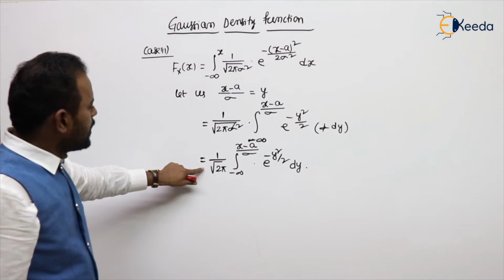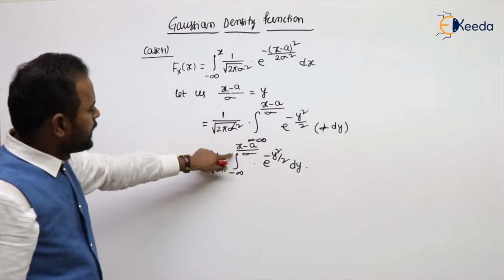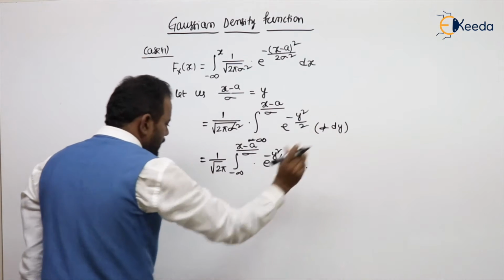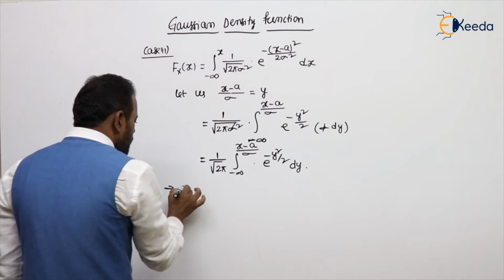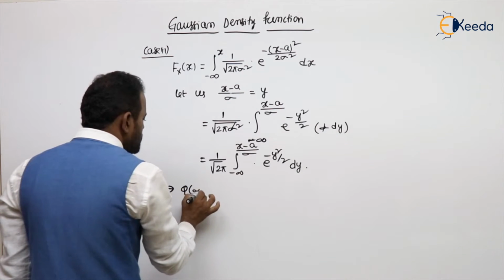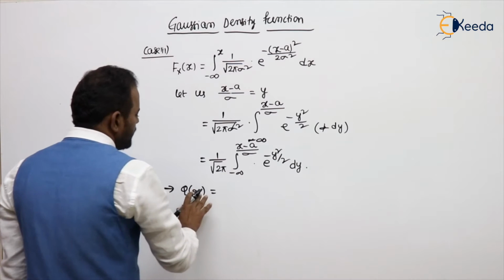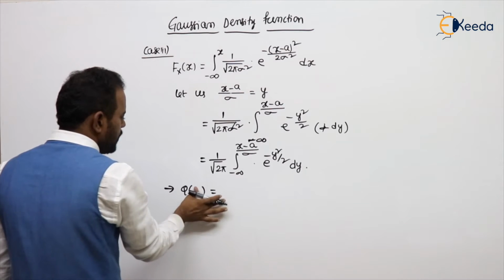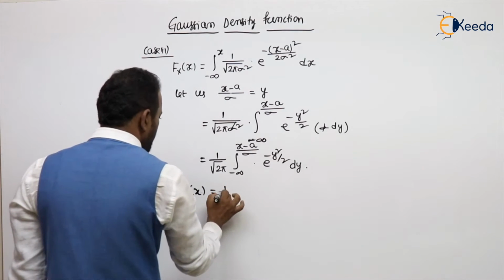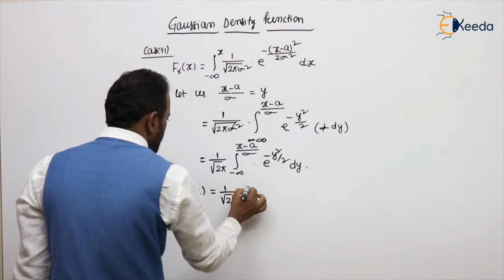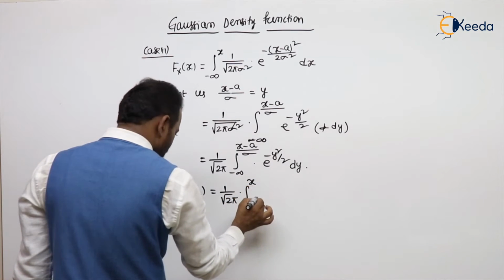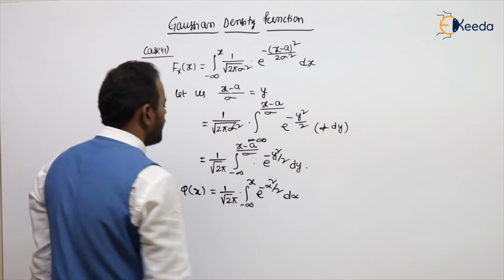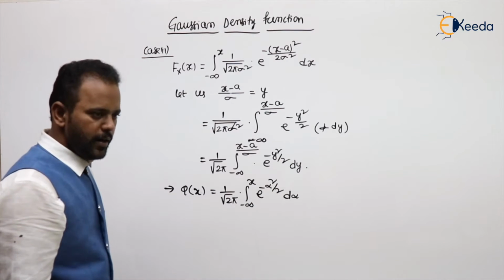F_X(x), we got 1 divided by root 2 pi into integral minus infinity to (x minus a) by sigma of e power minus y square by 2 into dy. We are bringing this one in a general form, that is the Q function. For example, what is Q of alpha value? Just a dummy variable. Rather than taking x, I take another variable. Or if you want, I can also take Q of x equal to 1 divided by root 2 pi into integral from x to infinity of e power minus alpha square by 2 into d alpha, where alpha is some dummy variable.